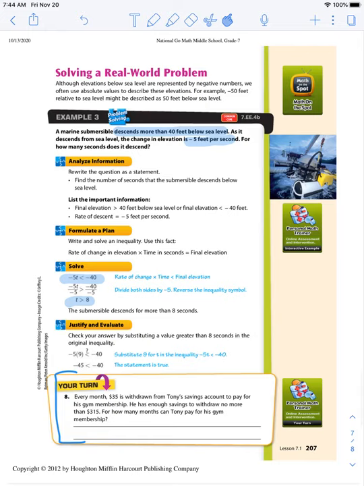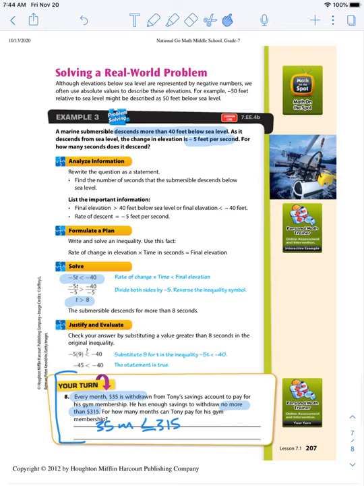All right, I'm going to go ahead and solve it. Every month, $35 is withdrawn from Tony's savings account to pay for his gym membership. He has enough savings to withdraw no more than $315. For how many months can Tony pay for his gym membership? Okay, so every month, $35 is withdrawn. He can pay no more than $315. No more than means less than or equal to 315. And it's 35 per month.